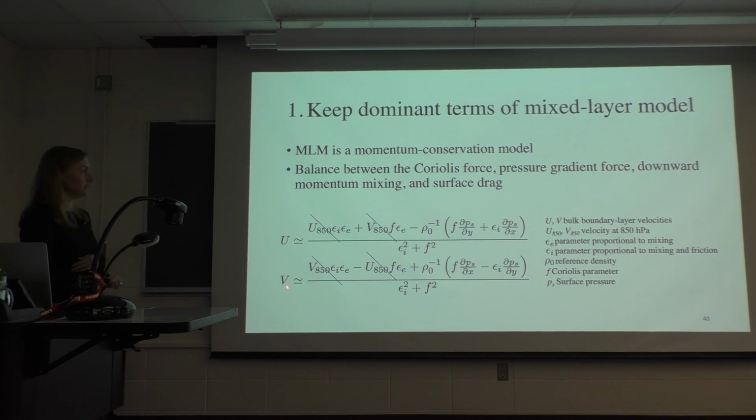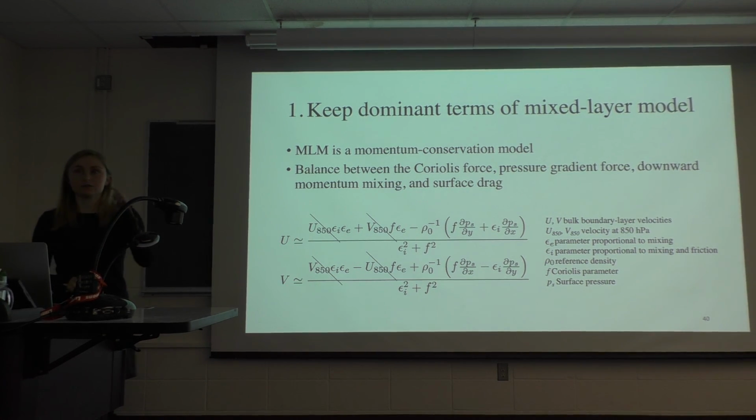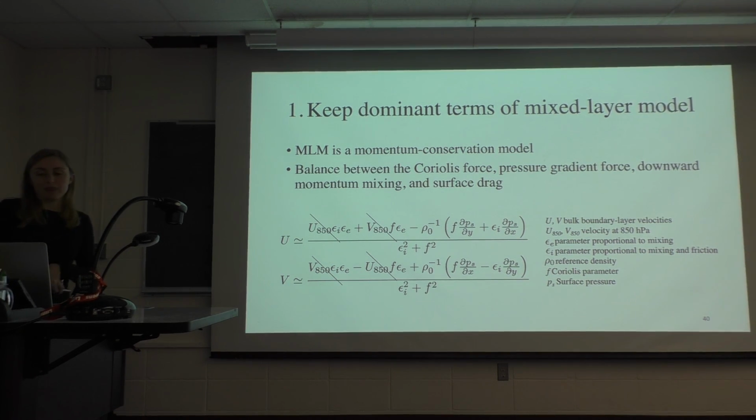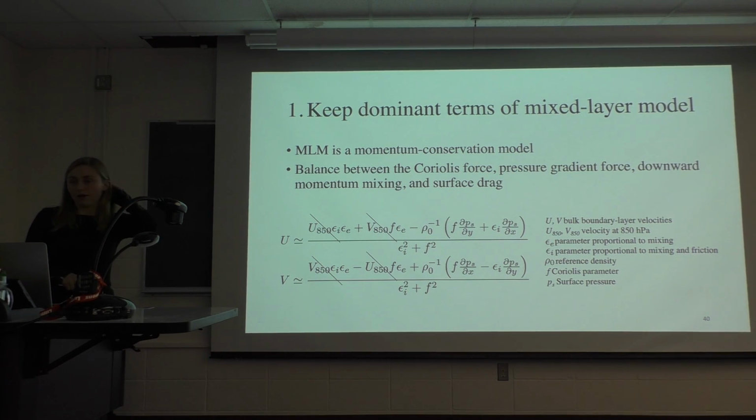The U and the V are, since it's a mixed layer, the bulk boundary layer winds in that mixed layer. And then the original model had all sorts of terms, including, in addition to the pressure gradient terms, the Coriolis term and effects of momentum mixing from above the top of the boundary layer and surface drag.